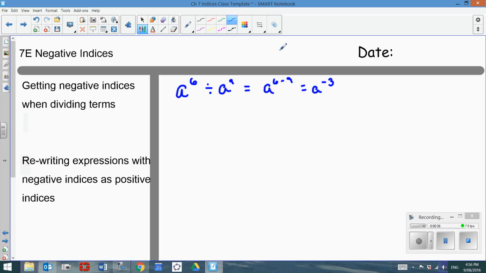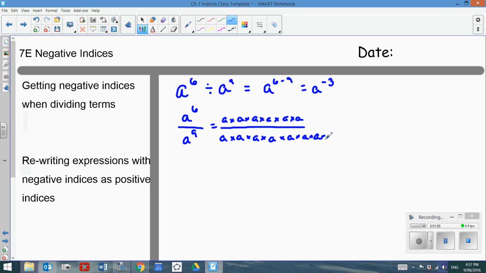And this is new for us. We haven't really worked with negative indices before, but let's just see what happens here. If I have a to the 6th and I divide by a to the 9th, that means I have 6 a's, a times a times a times a times a times a, and I divide by 9 a's: a times a times a times a, 1, 2, 3, 4, 5, 6, 7, 8, 9.